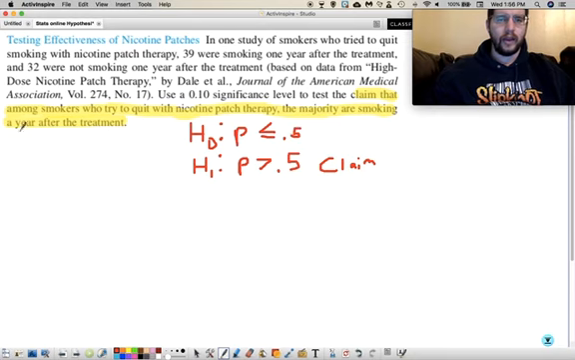Okay. N. What's N? Where'd I get that from? 39 were smoking, 32 were not smoking. 39 plus 32 gives us 71 smokers. So P hat is going to be, well, what are we testing? That majority are smoking. So we want the smokers. 39 were smoking.